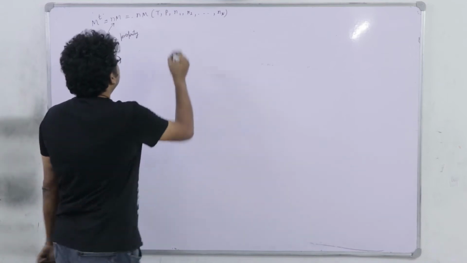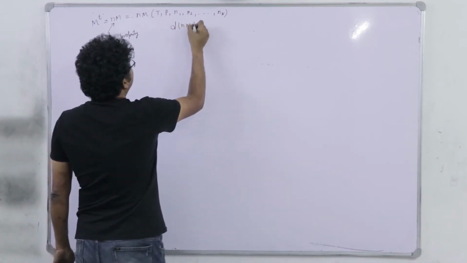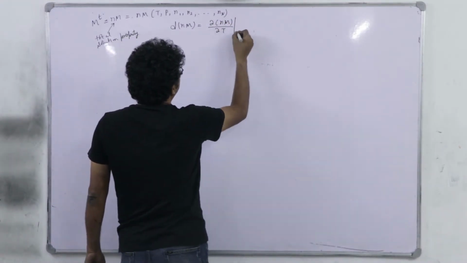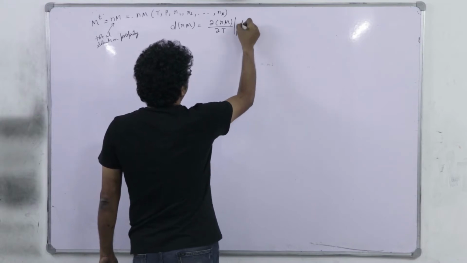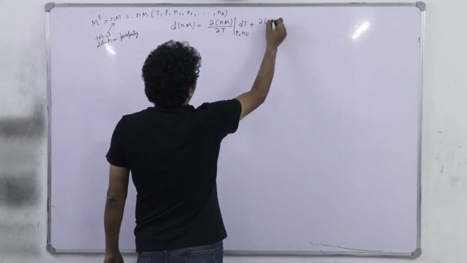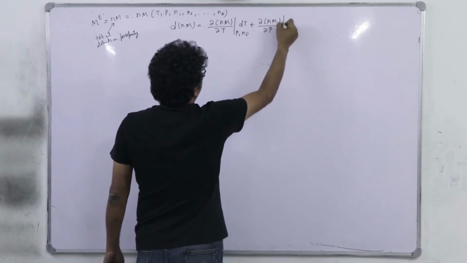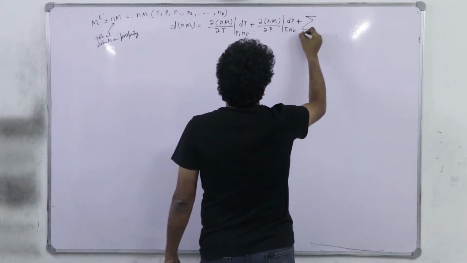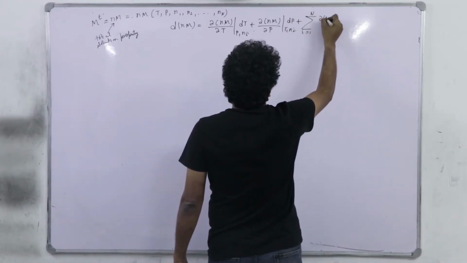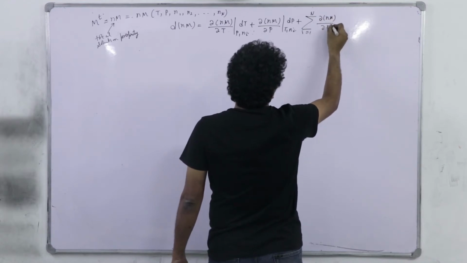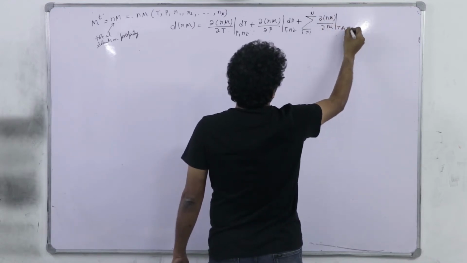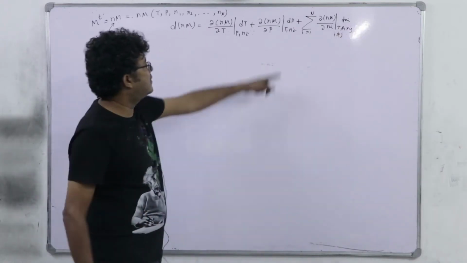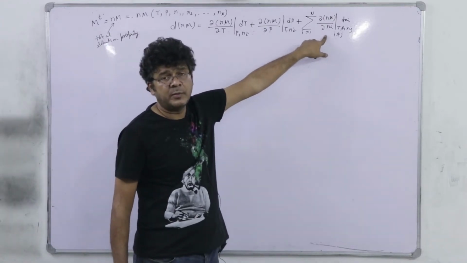of moles. So, if I apply the chain rule, d(nM) equals (∂nM/∂T) at P, ni dT plus (∂nM/∂P) at T, ni dP plus the sum over i equal to 1 to n of (∂nM/∂ni) at T, P, nj, i not equal to j, dni. Right, this is necessarily the partial molar volume or partial molar property Mi bar.